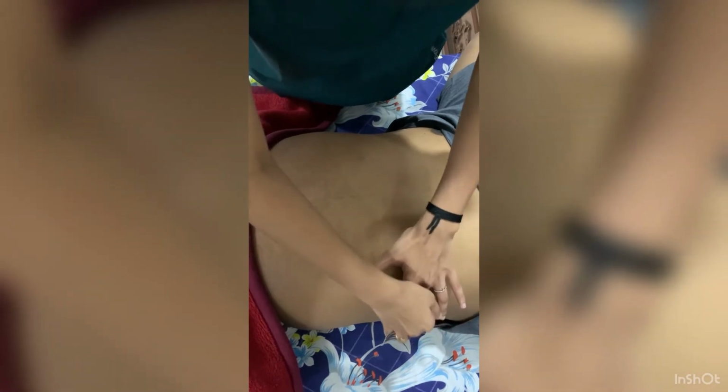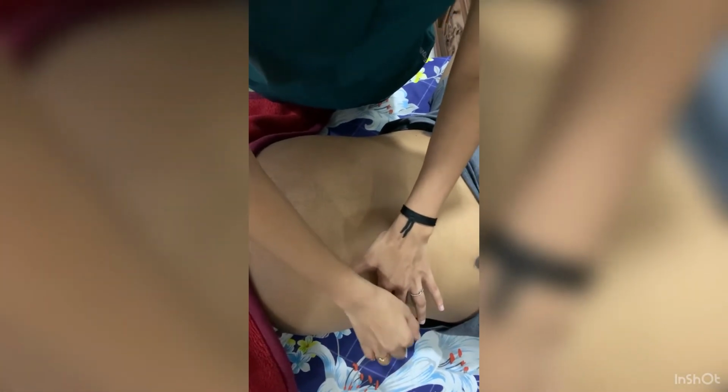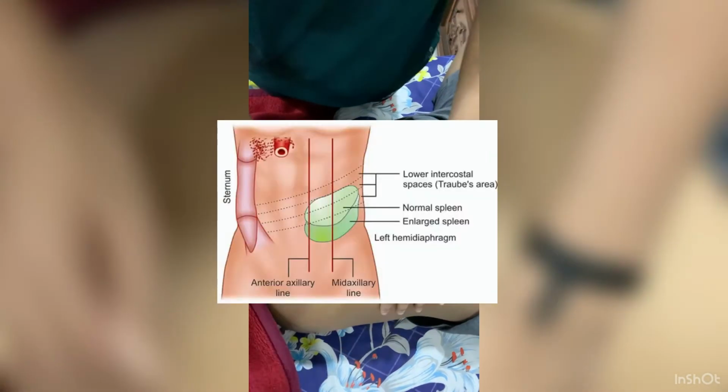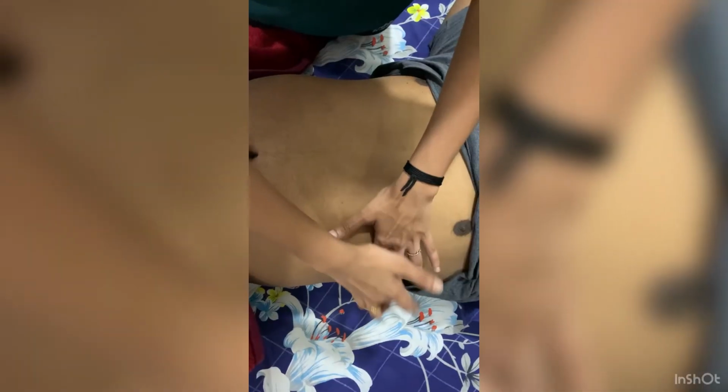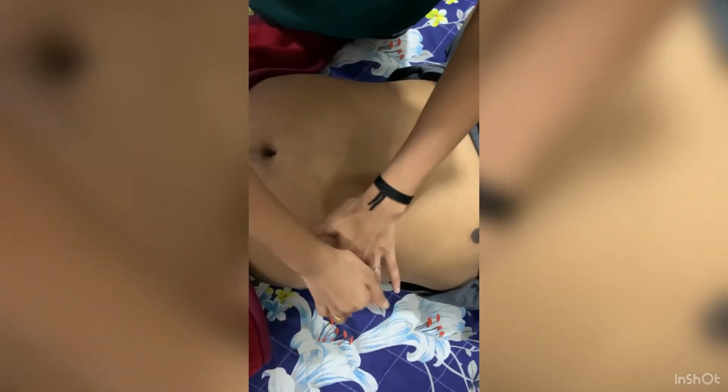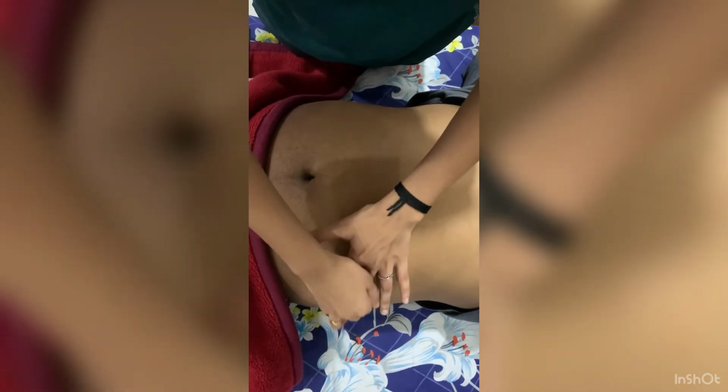Percuss the left lower anterior chest wall roughly from the border of cardiac dullness at the sixth rib to the anterior axillary line and down to the costal margin. This is an area called Traube's space. As you percuss along this route, note the lateral extent of tympany. Then ask the patient to breathe deeply and percuss again. When the spleen size is normal, the percussion remains tympanic.